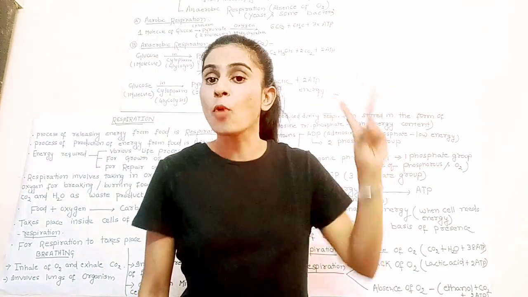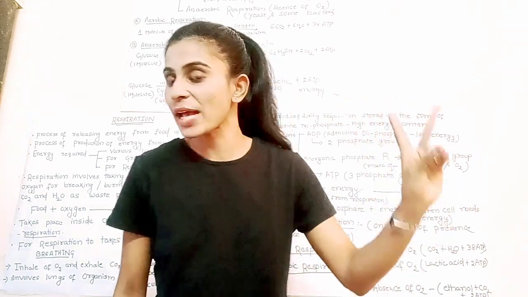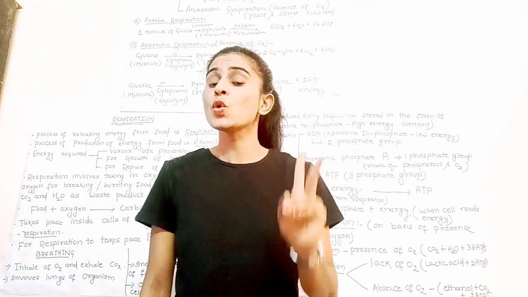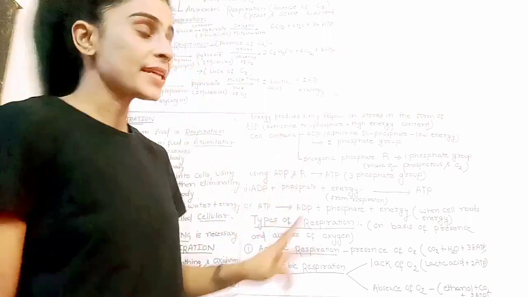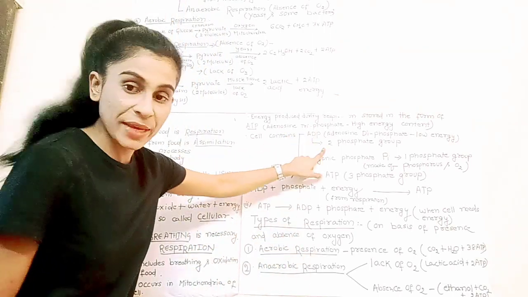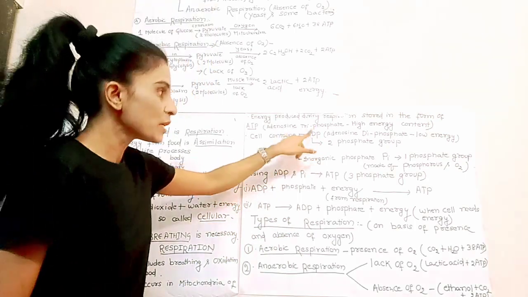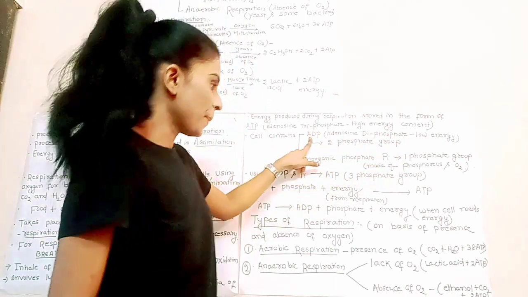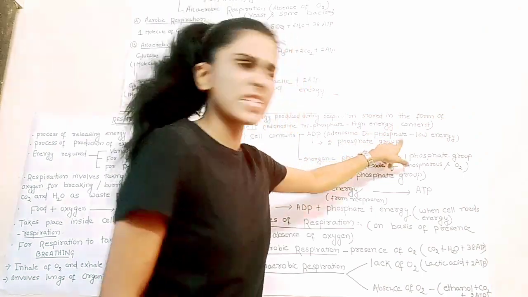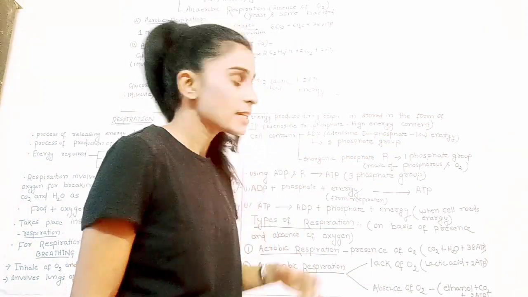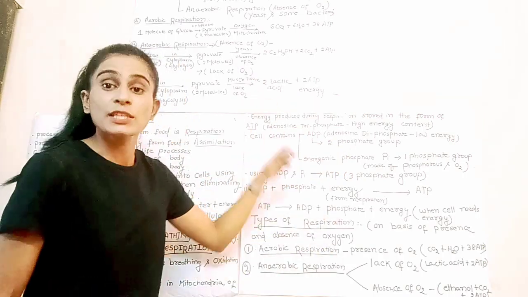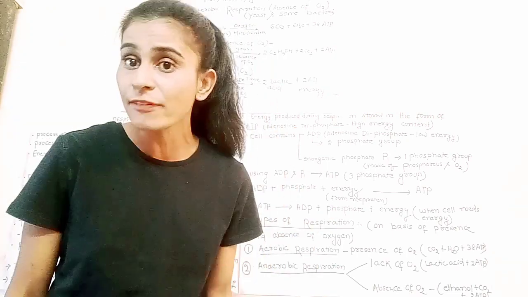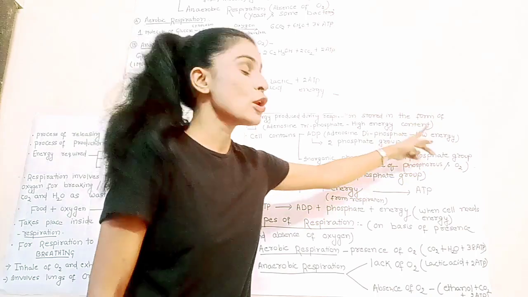Two important substances are present in the cell, in the mitochondria. The first is ADP, which is nothing but adenosine diphosphate. ADP has a very low energy content. Adenosine diphosphate contains two phosphate groups. How many phosphate groups does ADP have? ADP has two phosphate groups, which has low energy content.